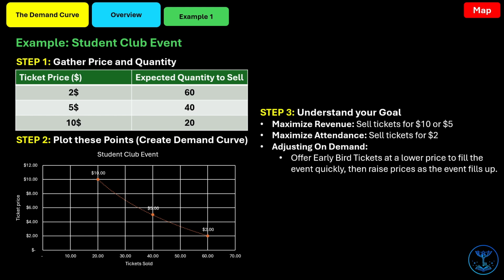So what we could do with this is now step 3, understand your goal. If we want to maximize revenue, we should sell tickets for $10 or $5. If we want to maximize attendance, we should sell tickets for $2. And then we can adjust on demand. So we could offer early bird tickets at a lower price to fill the event quickly, then raise prices as the event fills up. So this is just a simple example of how we could use the demand curve in everyday life, such as a student club event.